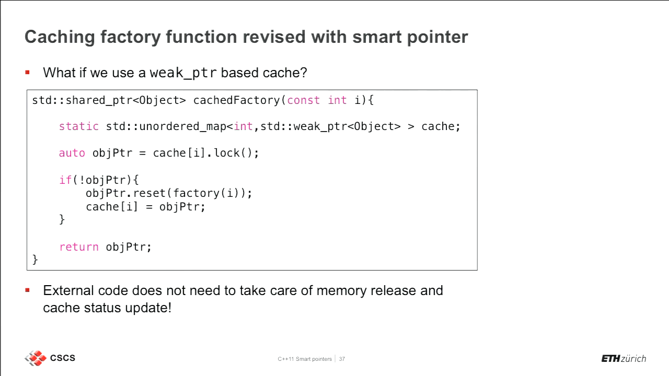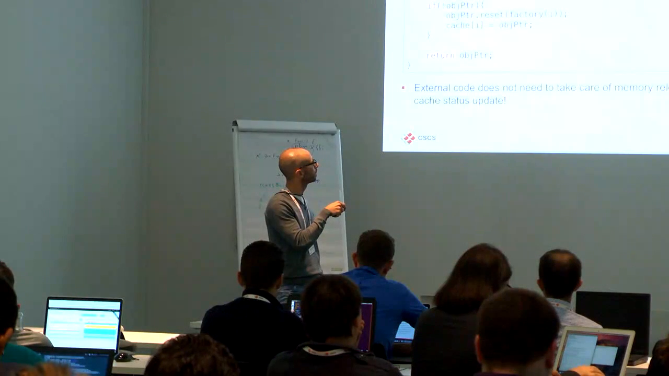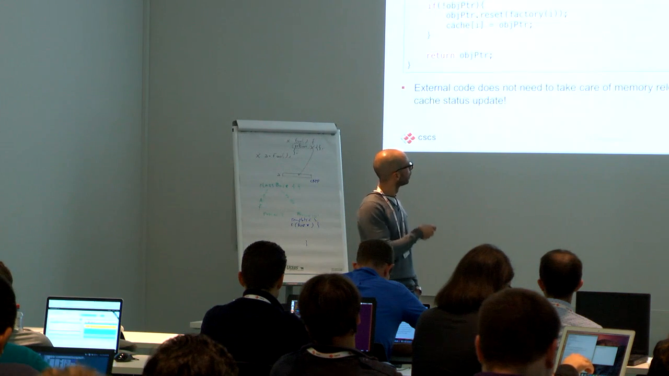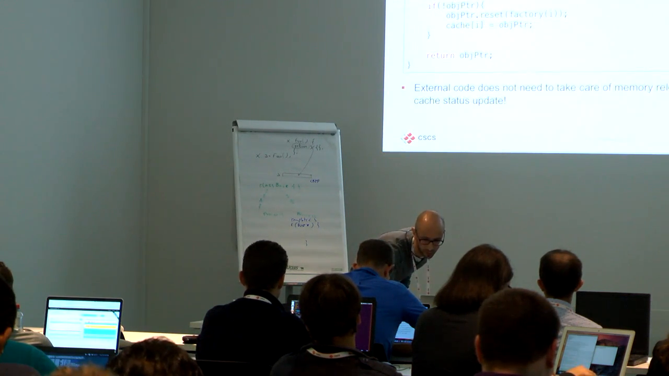And the good news for this code is also that the external code that is using this cached factory doesn't need to take care of the memory release of the provided shared pointer, and also of the update of the cache status, because everything is already performed automatically by the weak pointer itself. So with the introduction of the shared pointer and the weak pointer that interoperate in this case, we are solving all the problems that we were discussing for the previous version.